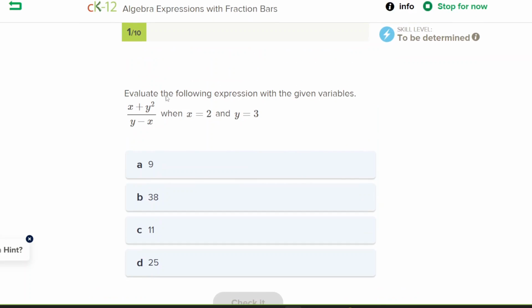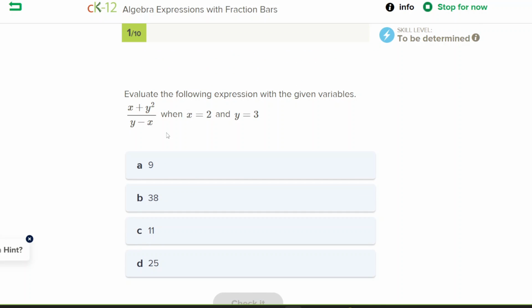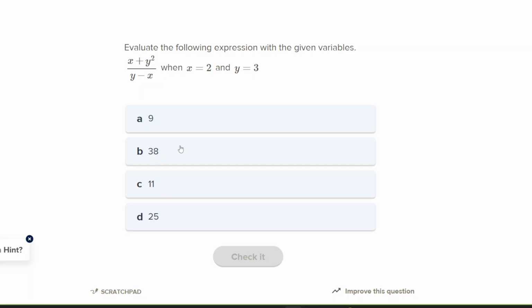All right, so this one is an example where you have to substitute values for variables and then simplify, but it's still the same concept. The fraction bar you can think of as a wall, or like your parentheses or grouping symbols. Everything above the fraction bar, the numerator, I'm going to simplify that first, and then everything below it, the denominator, I'll simplify next, and then we'll do the division. We'll see if we can simplify the fraction any further. All right, so here we have x plus y squared divided by y minus x. So I'll write that.